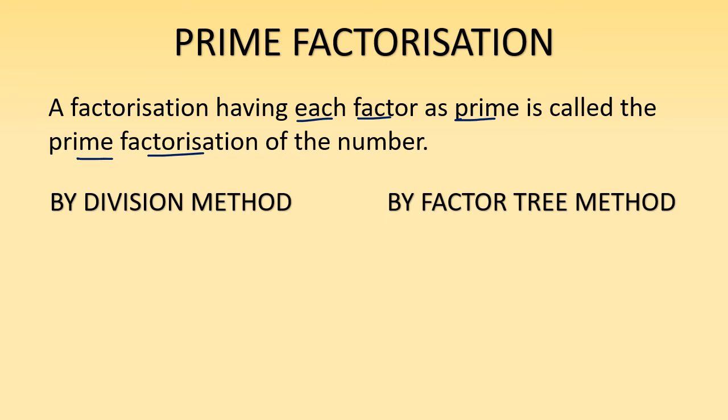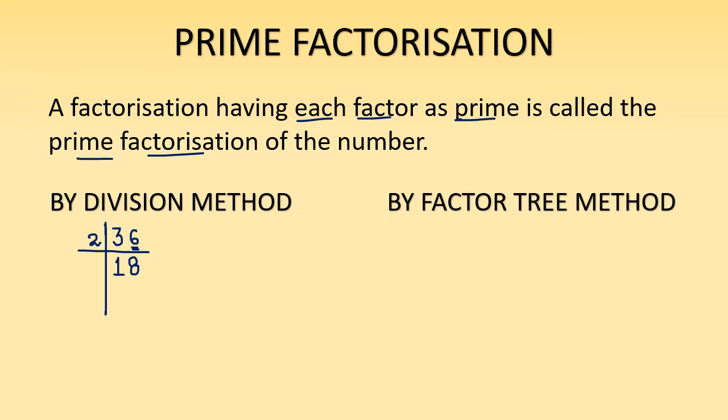Let's take a number, 36. Now as we can see, 36 is an even number as it has 6 at its ones place, which means this number is divisible by 2. 2 is the smallest prime number. So firstly we will divide this number by 2. Write 2 on the left hand side and divide 36 by 2. The quotient is 18. So write the quotient below 36.